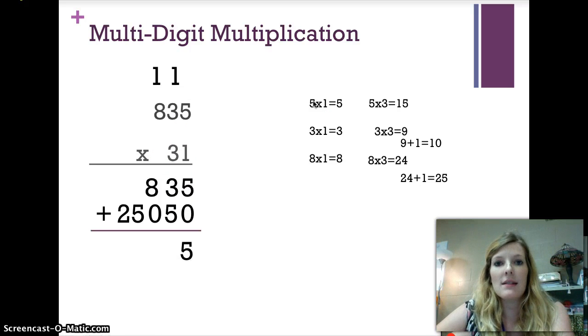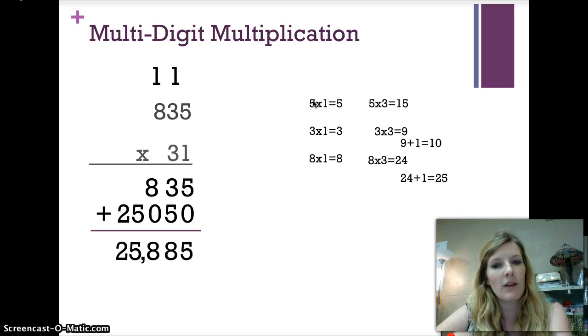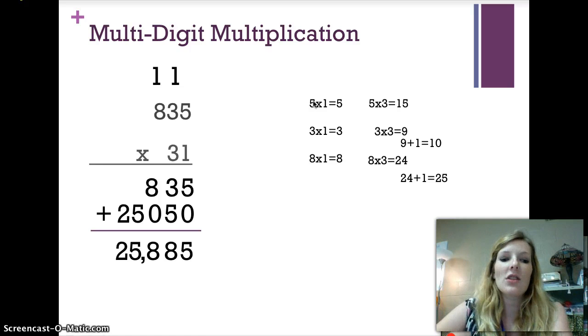5 plus 0 is 5. Do this with me. 3 plus 5 is 8. 8 plus 0 is 8. 5 plus nothing is 5. 2 plus nothing is 2. And then don't forget your comma. So the answer is 25,885.